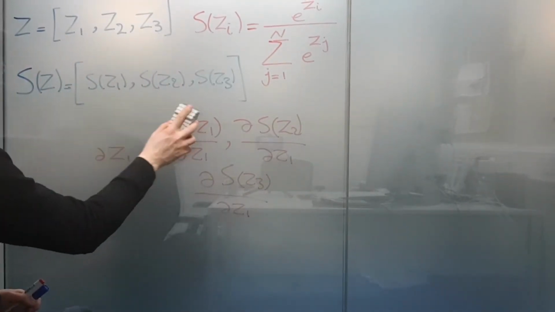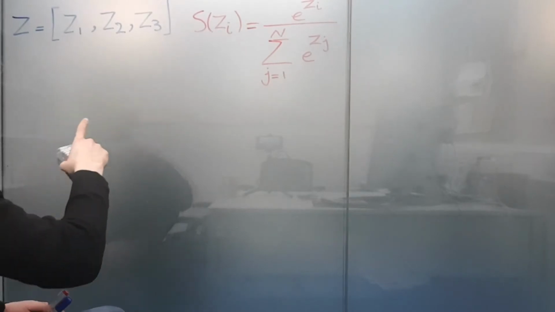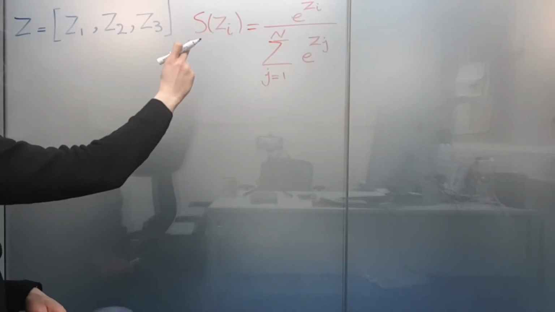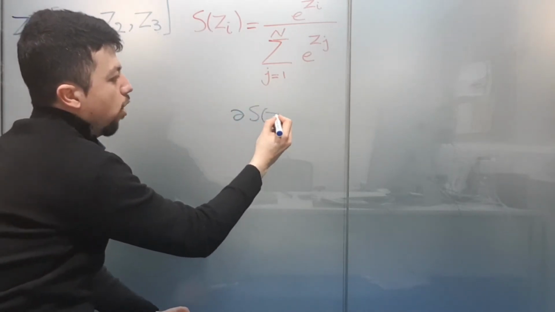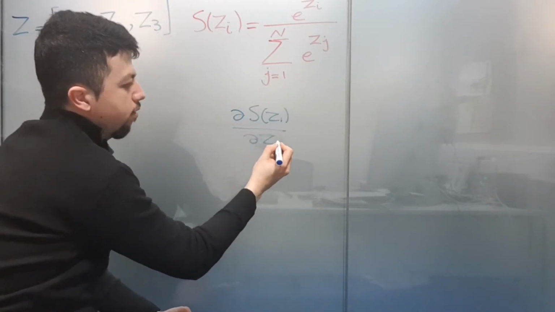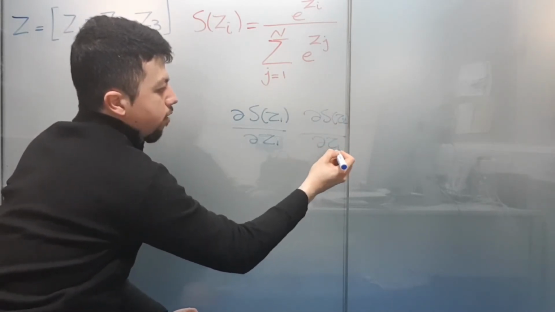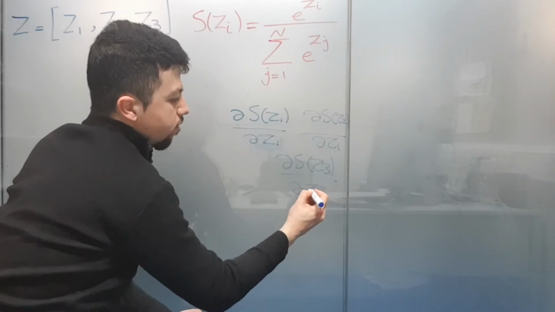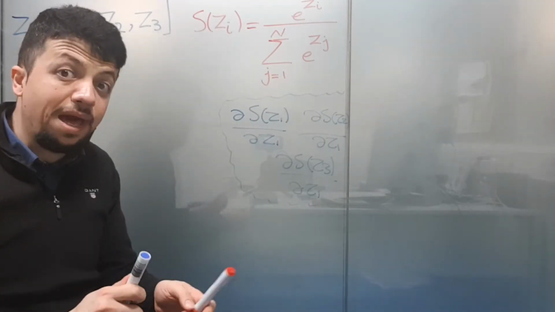Now, let me just erase all of these. So we have our Z vector over there, and we have our definition of softmax over there. Yeah. Now, let me just tell you again what we're doing. We're going to compute the partial derivative of S of Z1 with respect to Z1, and then partial derivative of S of Z2 with respect to Z1, and then partial derivative of S of Z3 with respect to Z1. So these are the things that we're planning on computing, right? Then you'll see a pattern emerging.